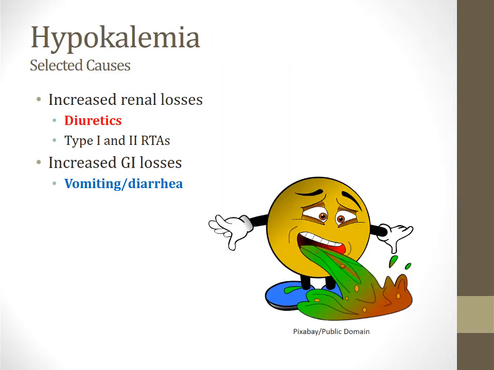Most of the patients you will see clinically who have hypokalemia have either increased renal losses or increased GI losses. The classic cause of increased renal losses of potassium is the use of diuretics, especially loop diuretics. Patients on loop diuretics often develop hypokalemia, and they often have to take a potassium supplement along with their diuretic medication. And also patients with type 1 and type 2 RTAs can develop hypokalemia, and I talk about this in the RTA video. And then your GI secretions have lots of potassium in them, so patients who have vomiting or diarrhea will often become hypokalemic.